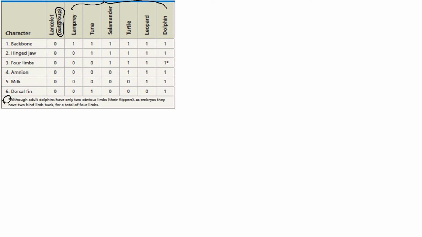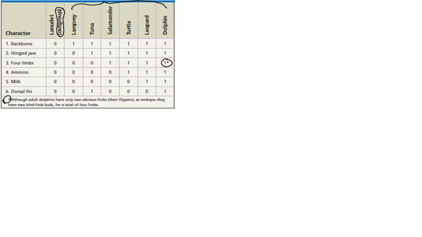All right, so let's look at this asterisk right here. This asterisk points to this information down here. It says, although adult dolphins have only two obvious limbs, their flippers, as embryos, they have two hind limb buds for a total of four limbs. So here we're going to say four limbs are present, but we're going to look at two different trees, where we basically use the morphology of the adult dolphin and then compare that to the tree if we used the fact that it does actually have four limbs during development. Now, what you want to do first is determine what your outgroup is, and then you're going to start to build the tree.